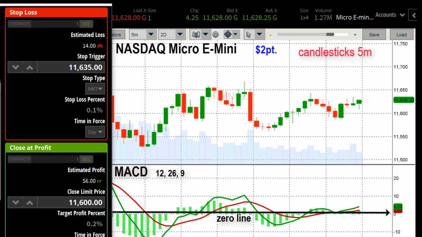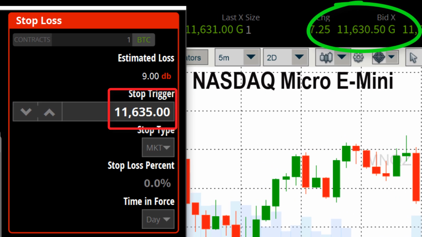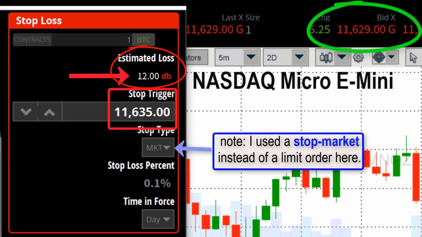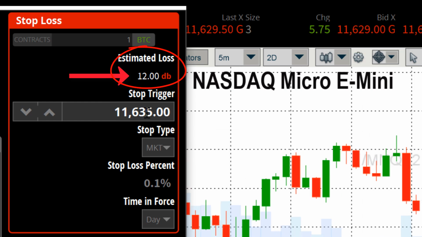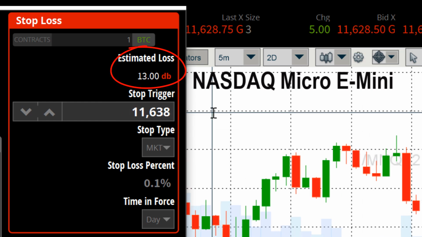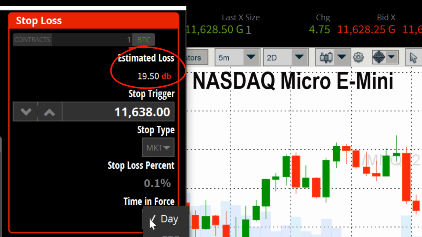Right now, the Micro Emini trading price of the NASDAQ100 is about 11,628. So I look into the stop loss. I'm making the final adjustments before I enter the trade. I've entered at 11,635 stop. With the live market trading at 11,629, that would be a risk of around $10 to $12 indicated here. You can reset the stop trigger price as many times as you like, and then click the day button down below so that it resets the calculator.